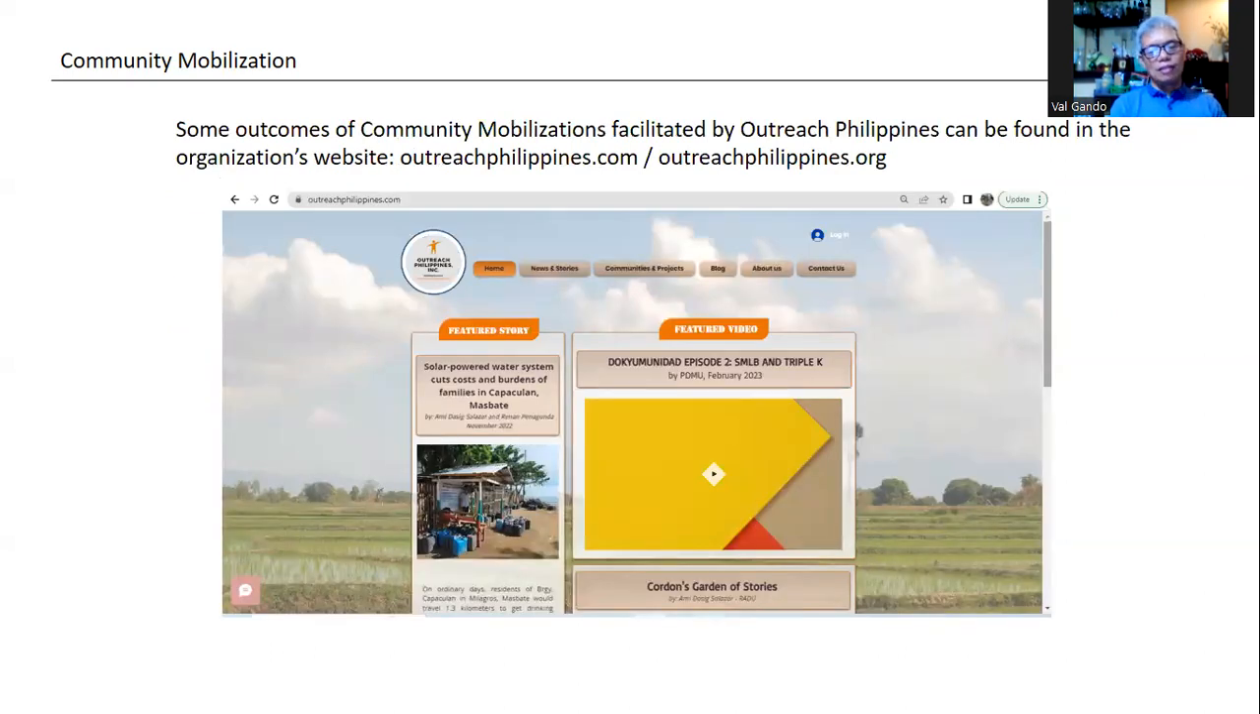Some outcomes of community mobilizations facilitated by Outreach Philippines can be found on the organization's website, outreachphilippines.com or outreachphilippines.org.